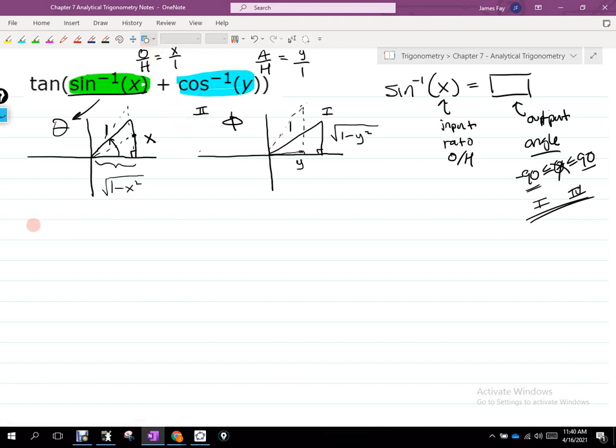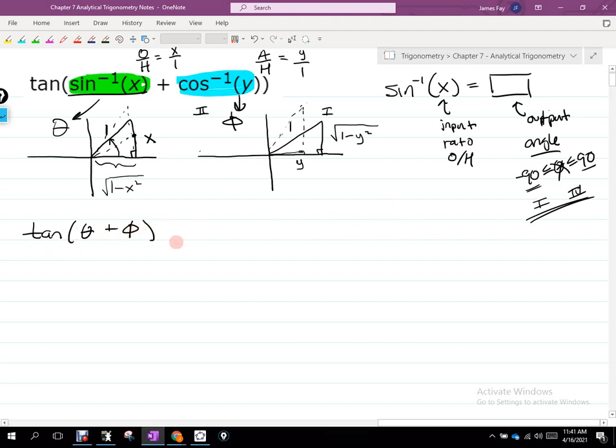So now if I look at this, replace the green thing, sine inverse of x, with theta, I now have tangent of theta, and we'll replace the blue with phi. So I get now tangent of the sum of two angles, right? Which to me, I know that formula. I'm going to say that you guys probably don't know that from heart, which is fine. I'm not making you memorize these formulas.